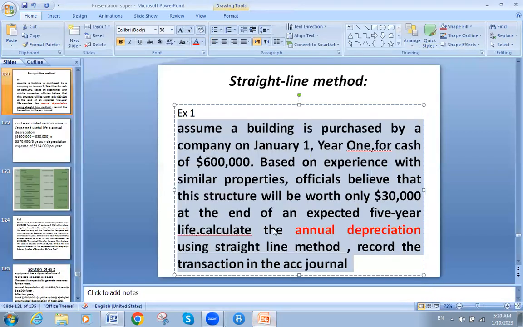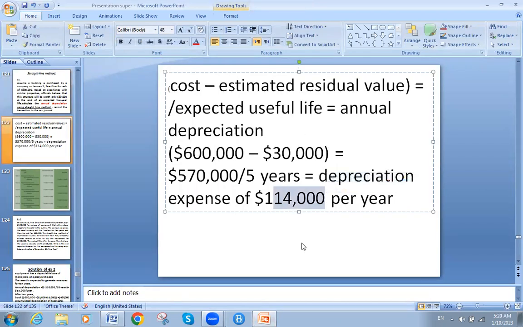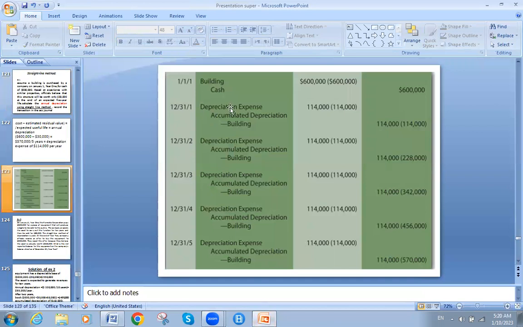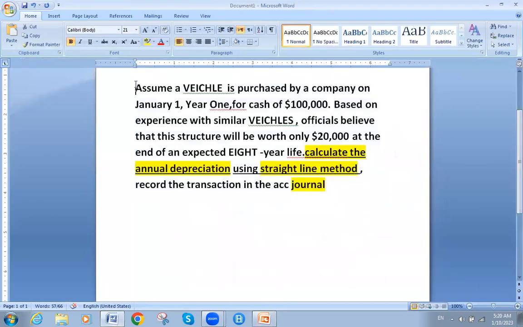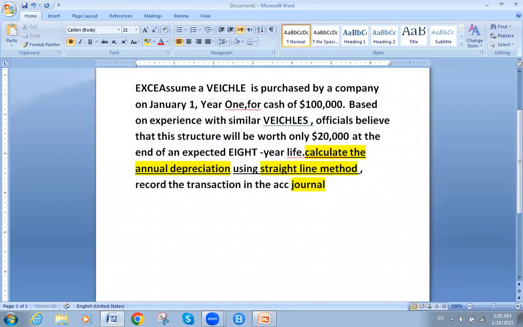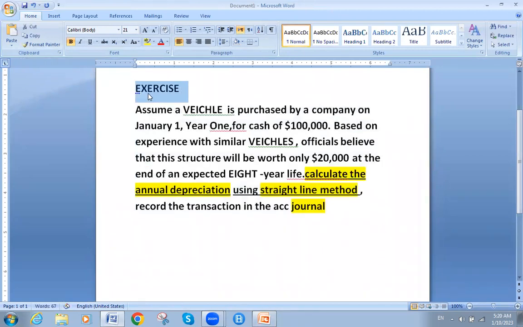Let me quickly remind you how we solve the problem. Here are the journal entries from depreciation expenses into accumulated depreciation with the amount of annual depreciation. This is a transaction of the straight line method. And this is your exercise which you are working on. This is an exercise for you guys. So please work on it right now. Thank you so much.